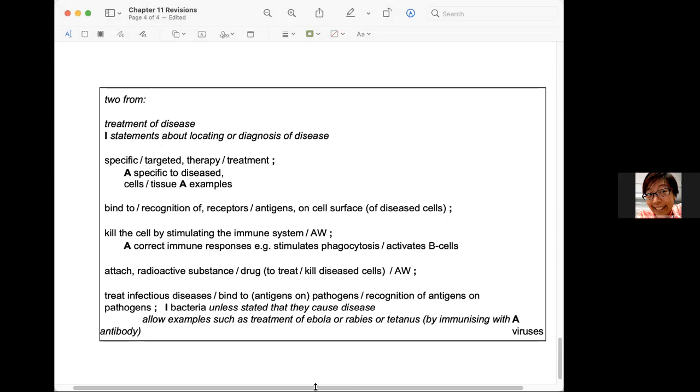And also recognition of antigens on pathogens, so it can also target pathogens directly, which is very interesting. Recognition of antigen on pathogens. Ignore bacteria unless stated that they cause disease. Yeah, okay, be very careful. Our body has a lot of bacteria, fungus, virus, but not all of them cause disease. So the monoclonal antibody is used only to target that bacteria that cause disease, which is the pathogen.